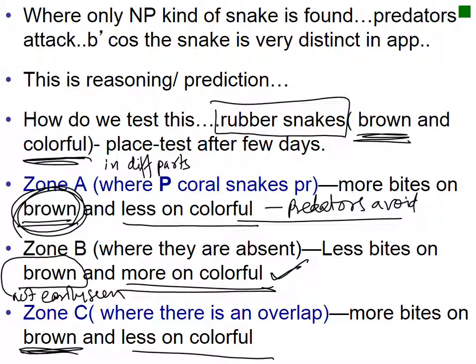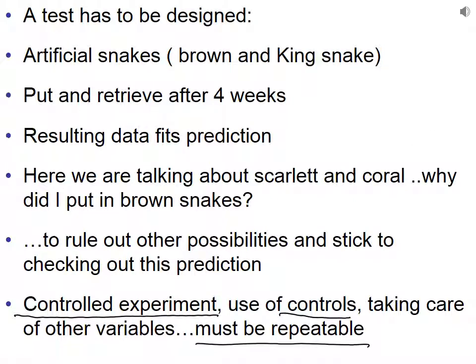Okay, so in zone B, where the poisonous snakes are absent, there are fewer bites on the brown and more on the colorful. Why? Because brown is not easily seen. He is easily seen. So in this case, where there is overlap, there are more bites on the brown and less on the colorful. Okay. So they put them out and retrieved them after, and they had data. We are talking about why I put the brown snakes, to rule out the possibility.